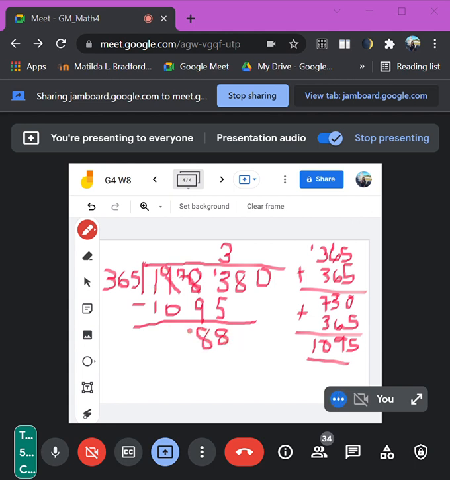So ari na lang ta. Pwede ra na dili mag-bring down 0, class. Okay, pero dili na mo malibog. Okay, so you have there 88. What is the next step, class? 2 minus 2, 0. 1 minus 1? What is the next step? Okay, bring down 8.